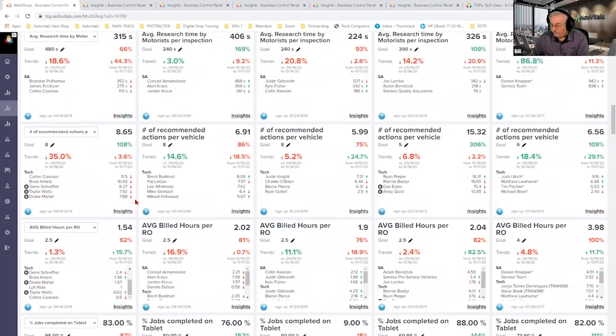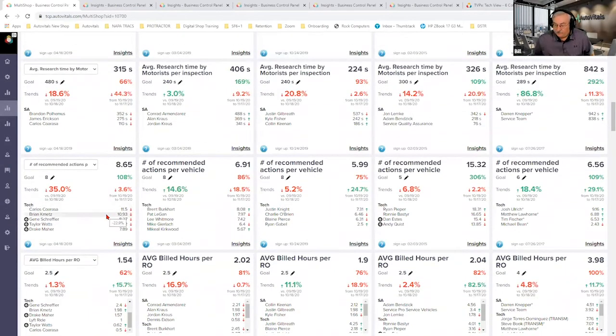So, the things I want to look at is first of all, are they doing inspections? But more importantly, when they do inspections, are they spotting needs? So when I talk about spotting needs, that's the average number of recommendations per inspection. And if the technicians aren't spotting needs, they're not bought into the program.